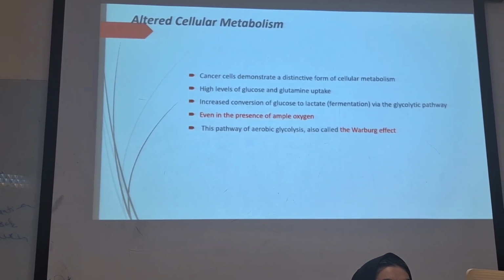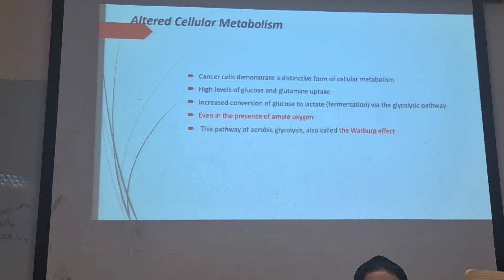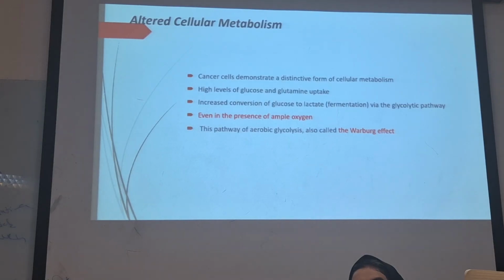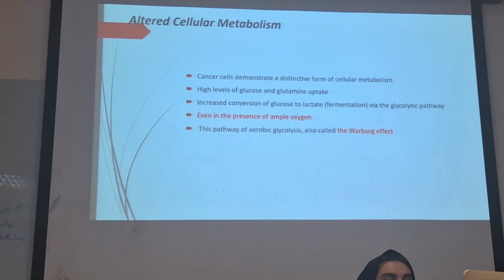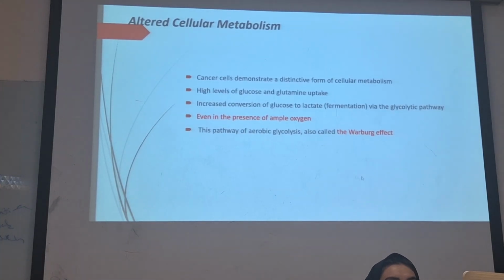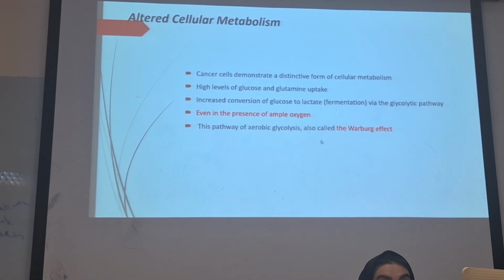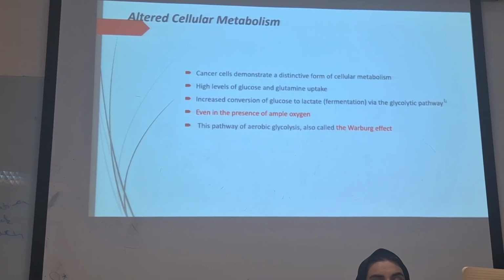They have a high level of glucose and glutamine uptake. They are glucose hungry. You know, the neoplastic malignant cells are glucose hungry. They show increased conversion of glucose to lactate, or lactate fermentation, via the glycolytic pathway.